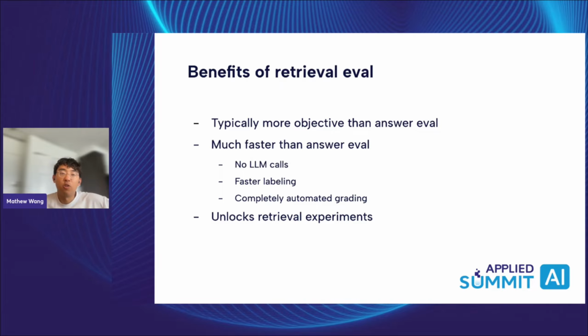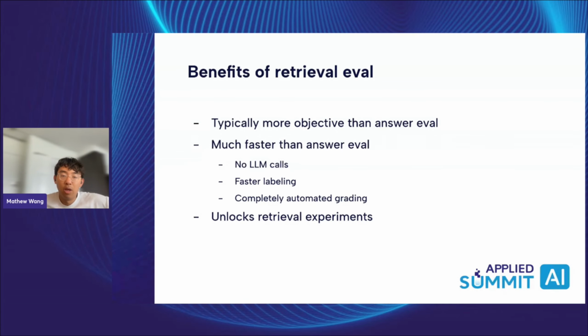So I just want to cover a lot. There are a lot of benefits, I think, to retrieval evaluation and good reasons to do it. So the first is that it's typically more objective than answer evaluation, which makes the task easier, which means that you can do more evaluations, more retrieval experiments, because the grading task is just easier, and also the labeling task is easier.